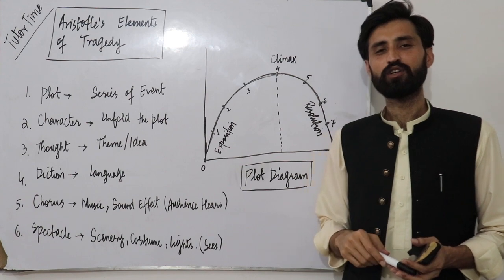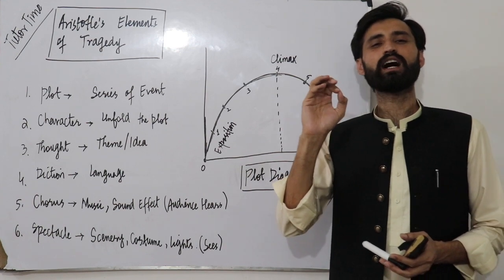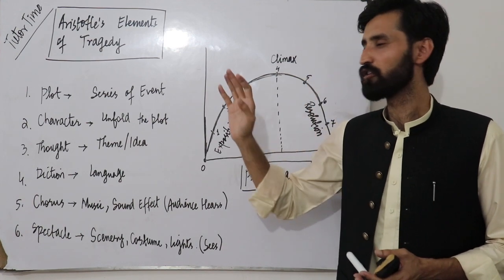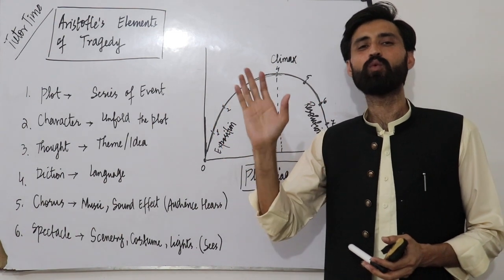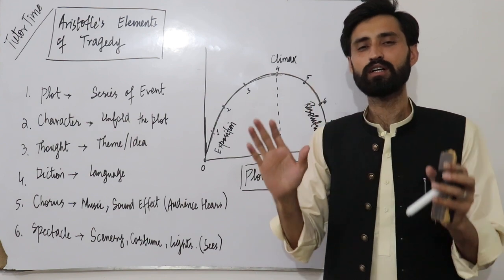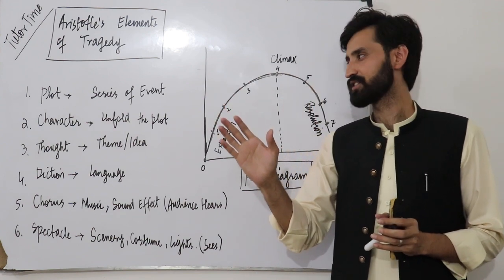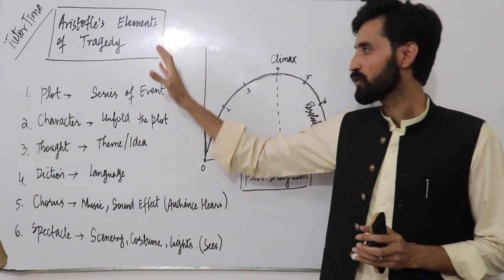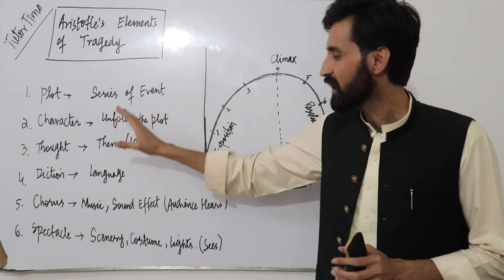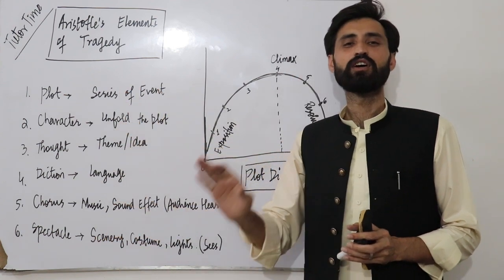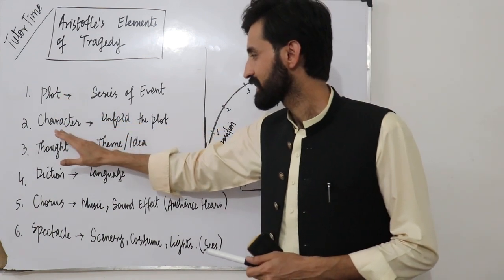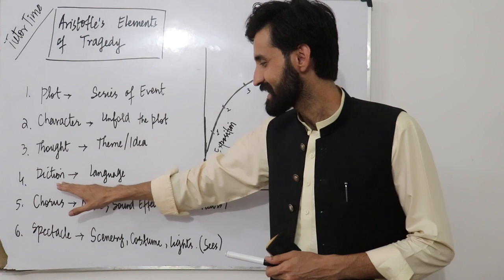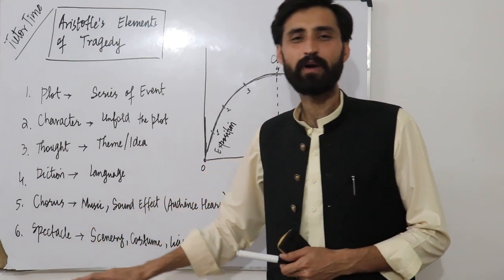Today we're going to talk about elements of tragedy according to Aristotle. According to Aristotle there are a total of 6 elements of a tragedy. We've already discussed what is a tragedy and what is a drama, so let's not go into that discussion. Basically, Aristotle says that there are 6 elements that are a must in a tragedy. First of all we have plot, character, thought, diction, chorus and spectacle.